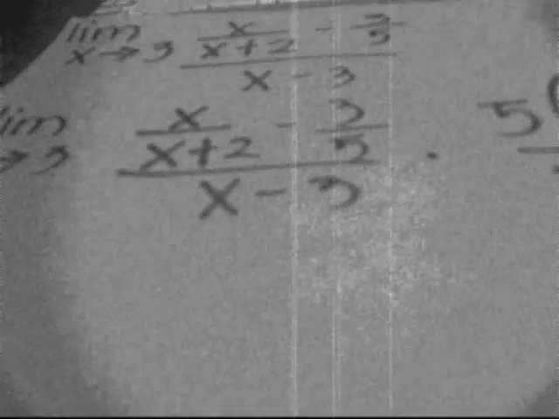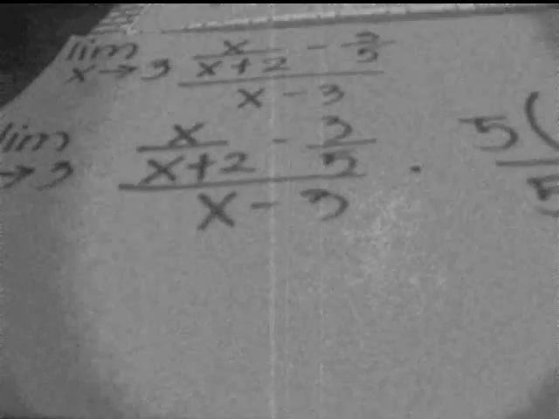Conjugate is the last method you can use in evaluating limits. For example, if we have this equation and you already tried the factoring and substitution method and it both results to 0 over 0 or undefined, you can use the conjugate method.